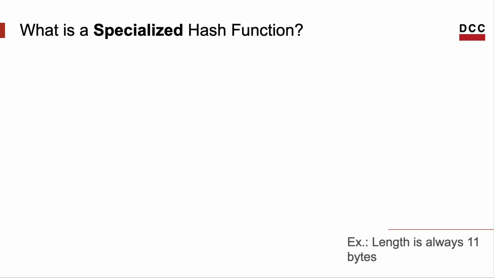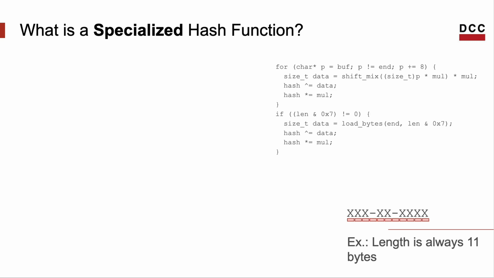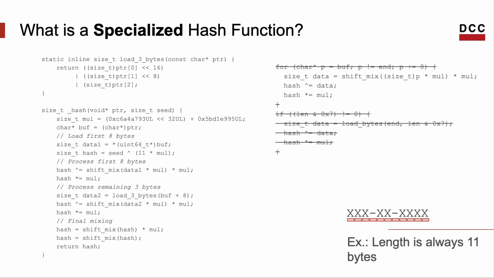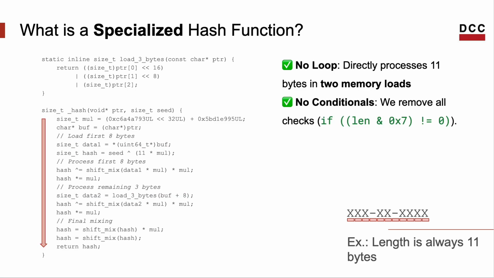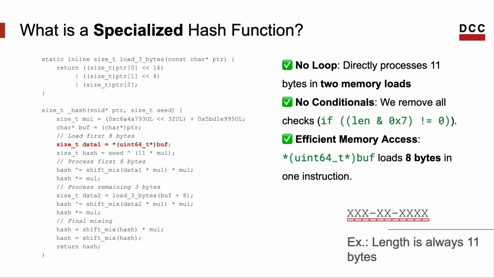And then what's a specialized hash function? Well, let's assume, for instance, that the key has always 11 bytes, like an American social security number. In this case, we can replace the loop with straight line code because we already know the length of the key. So there's no need to have a loop. We can unroll the loop and remove the epilogue that we have right after the loop. So that's what we get. No loop, no conditionals, more efficient memory accesses. We know the size of the largest word that we can load at once.